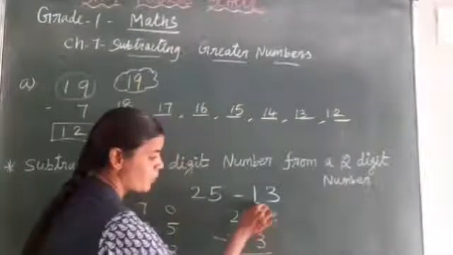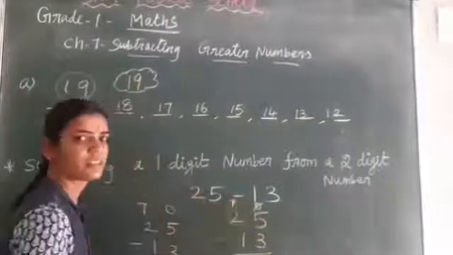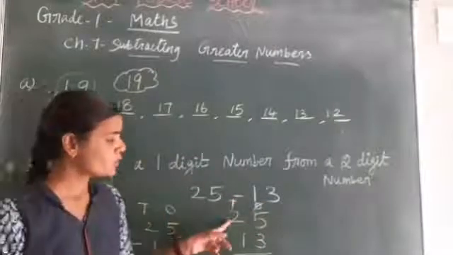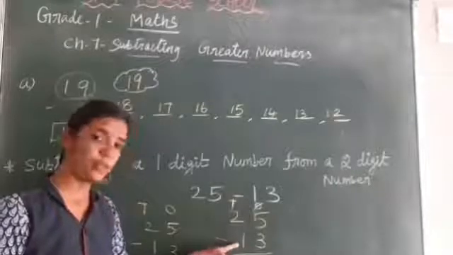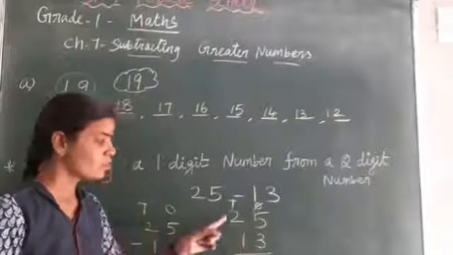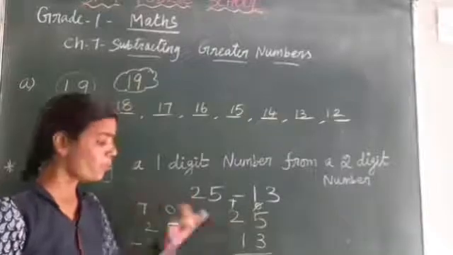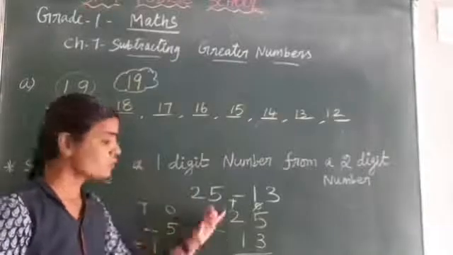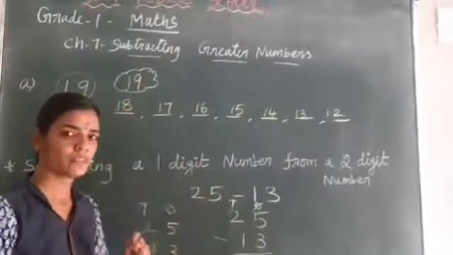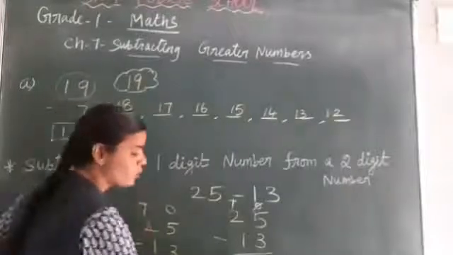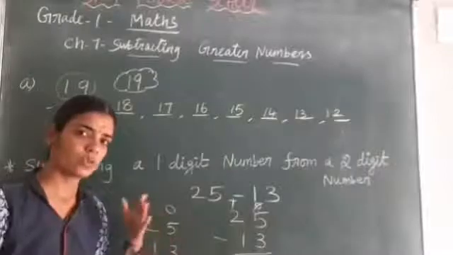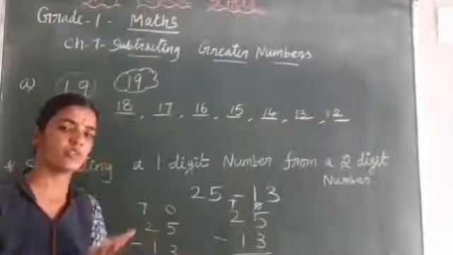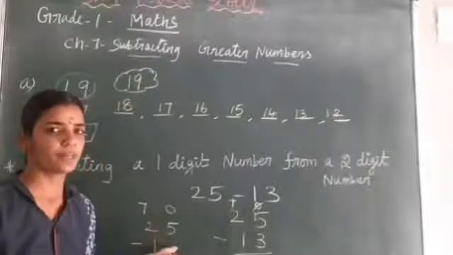Okay, ones place over. Next, the tens place. Now 2 minus 1. How many steps do you move? The number below is 1, so 1 step only. Keep 2 in your mind, open 1 finger. 2 before is 1. So the answer is 12. Like that, work out some other numbers in your book itself, and it will come.